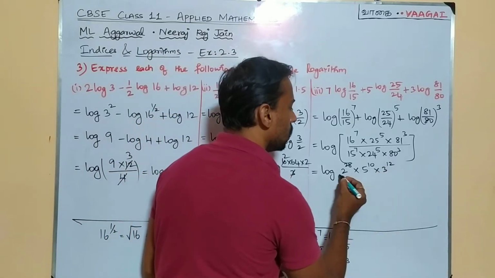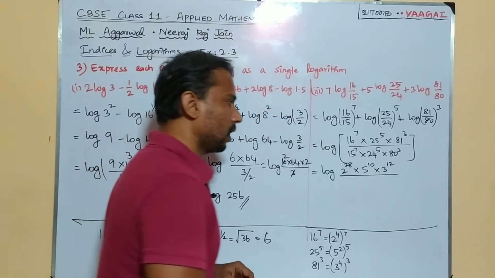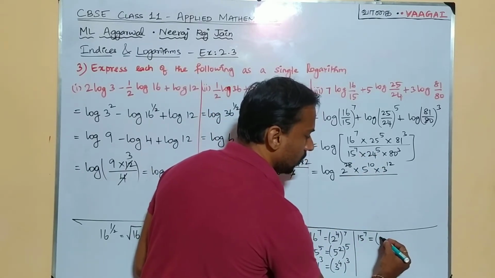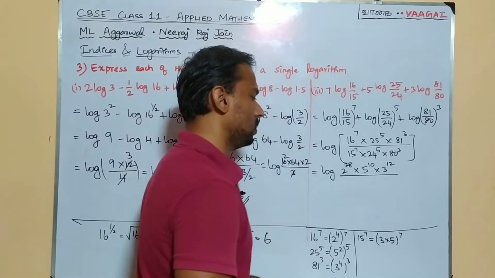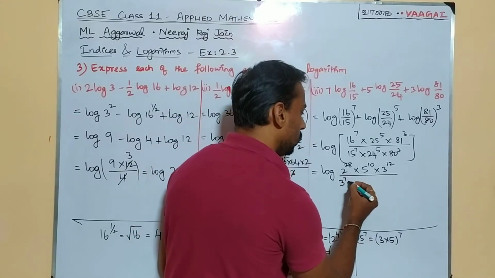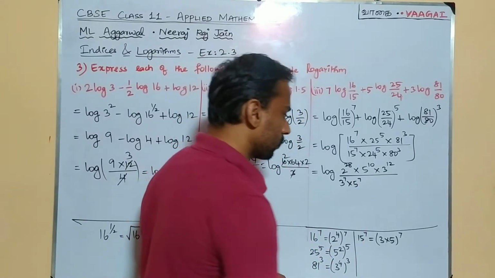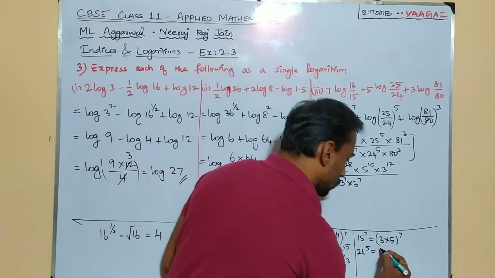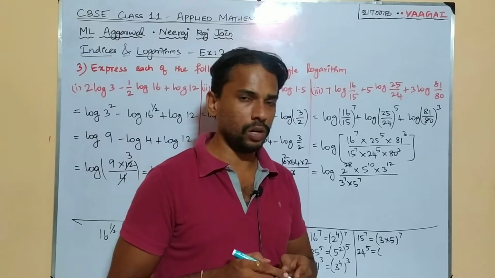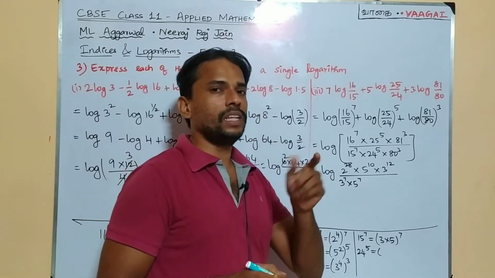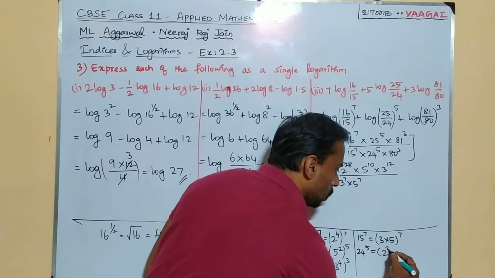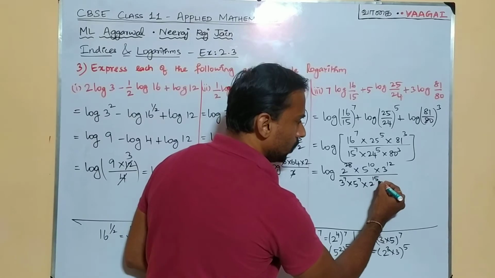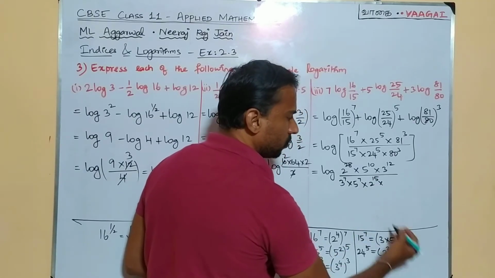So 3 power 12, whole divided by, again come to the denominator numbers, this is 15 power 7. I can write it as 3 into 5 whole power 7. That means this becomes 3 power 7 into 5 power 7. I hope it is clear to you. Next we have 24 power 5. This 24 can be decomposed, you have seen that, right? You can write it as 8 times 3, and that 8 can be written as 2 cube. So 2 cube into 3 the whole power 5 becomes 2 power 15 into 3 power 5.